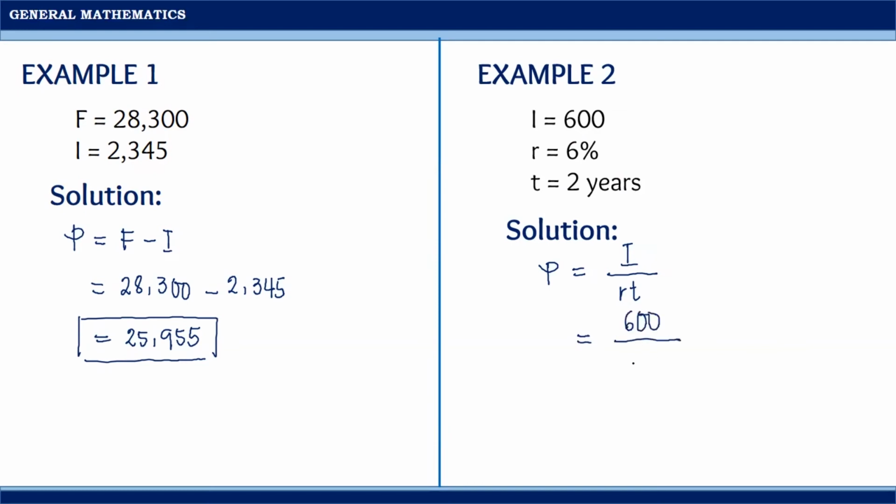600 divided by 0.06 times 2. Simplify first the denominator by multiplying 0.06 times 2. We will have 600 divided by 0.12. Simplifying now, 600 divided by 0.12, we will have 5,000. Therefore, the principal is equal to 5,000.